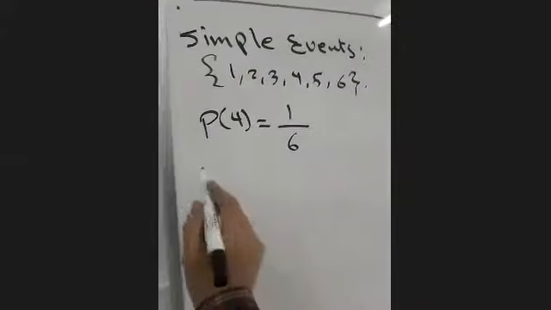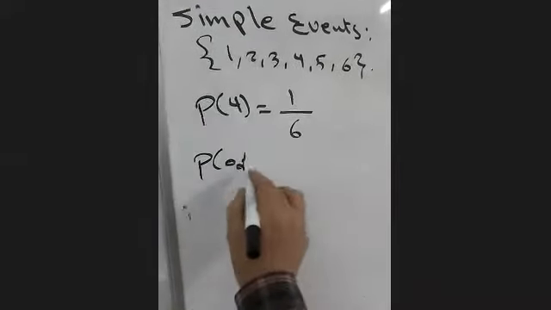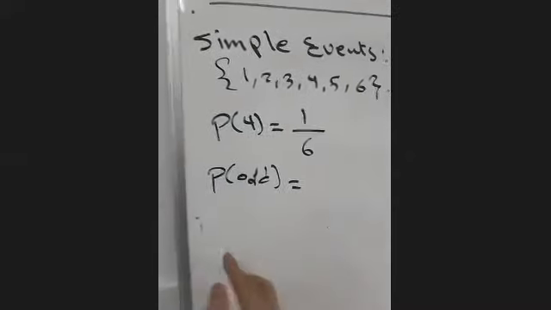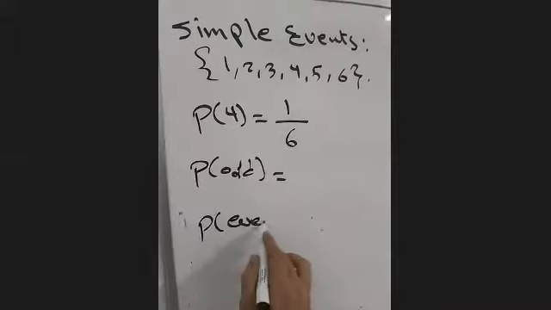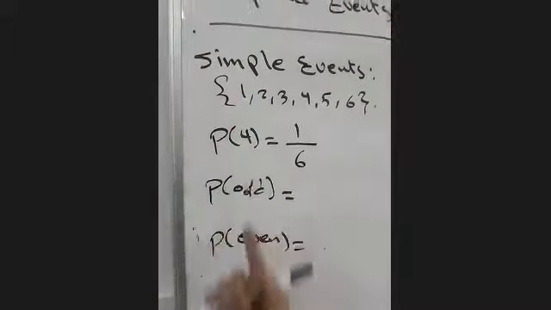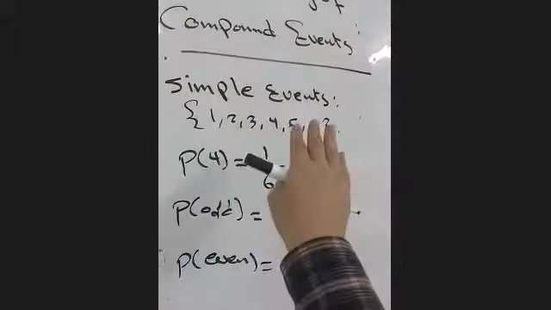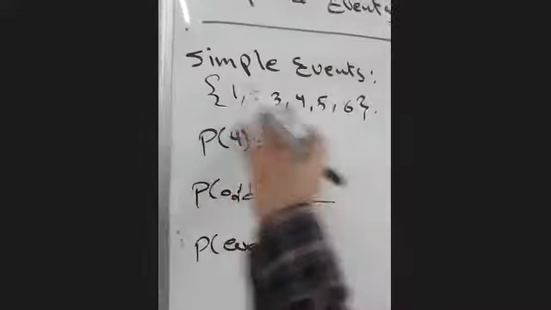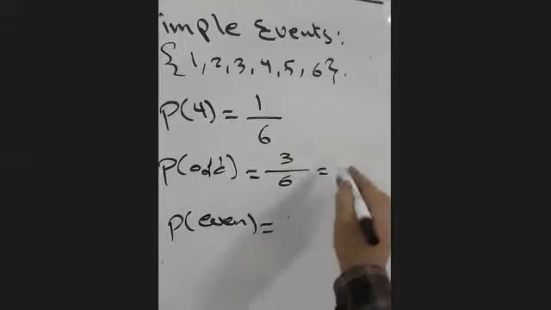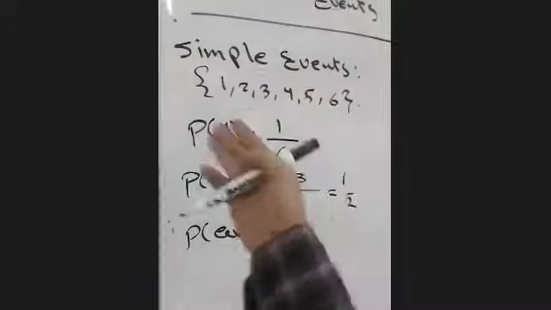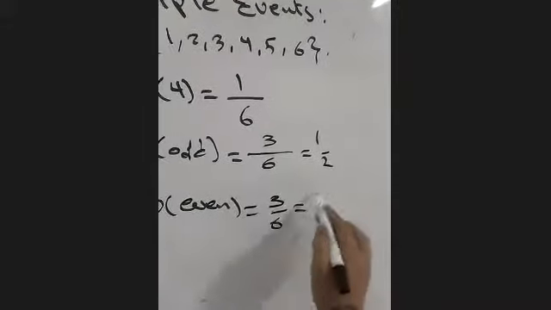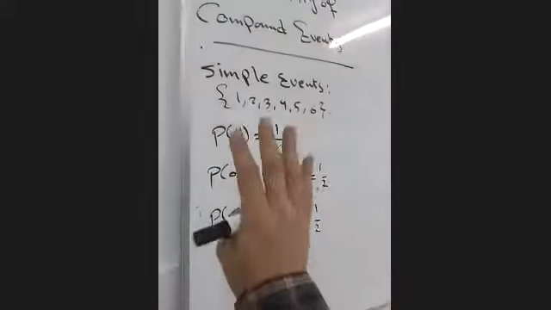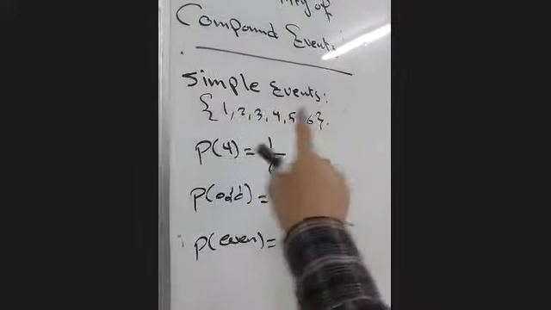What is the probability of an odd number? One thing. Probability of an even number? One thing. So these we call simple events. For example, here, probability of odd, how many odd numbers? 3/6, which means half. How many even numbers? 3/6, which is half. Okay. These, what we call them, simple events.